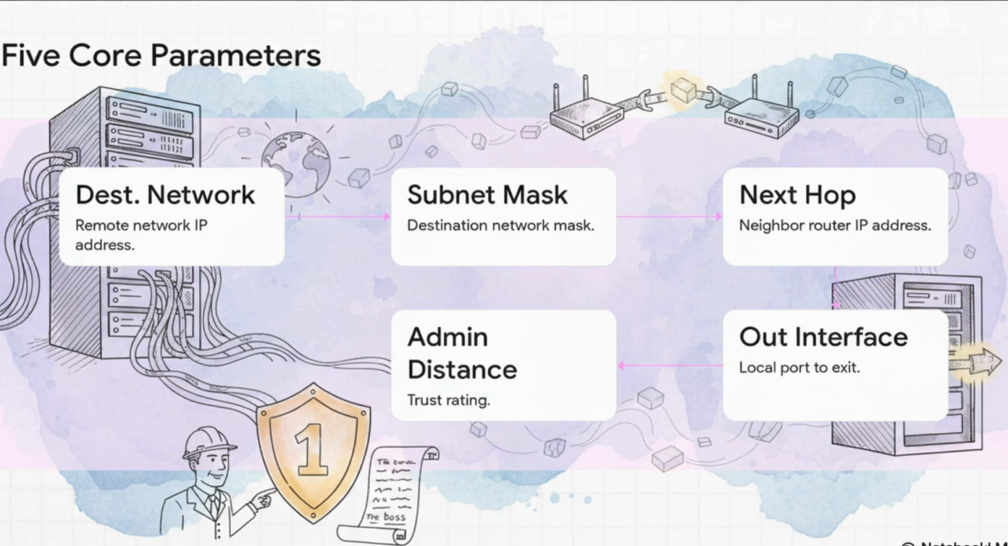And number 5, which is exceptionally important, is the administrative distance. This is effectively a trust rating for the route. Because static routes are manually configured by a human administrator, they are highly trusted by the device. Therefore, they're typically assigned an administrative distance of 1. It's basically the router's way of saying, hey, the boss put this here, so I trust it above everything else.